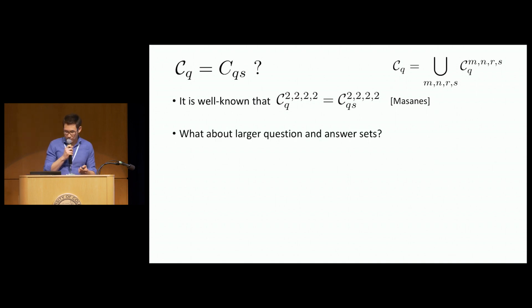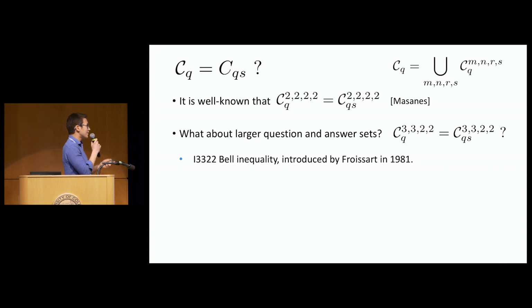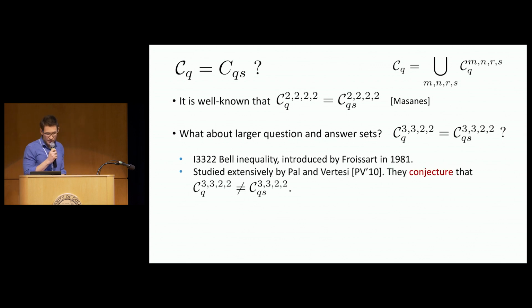So what about larger question and answer sets? The next possible thing that we can consider is 3-3-2-2: question sets of size 3 and answer sets of size 2. And already here we're a bit stuck. There is a famous or infamous Bell inequality, which is known as I3322. It was introduced by Froissart in 1981, and it was studied extensively by Pal and Vertesi, who gave a lot of numerical results. And this led them to conjecture that the maximal violation of this Bell inequality is attained exactly in infinite dimensions, but cannot be attained in finite dimensions.